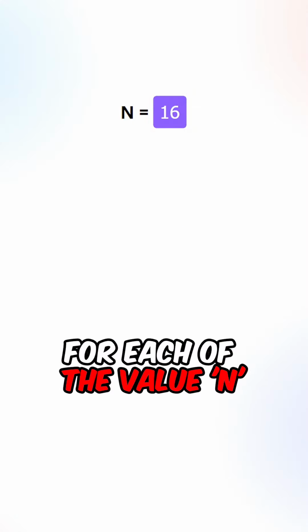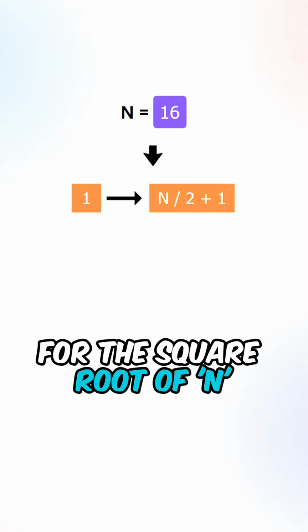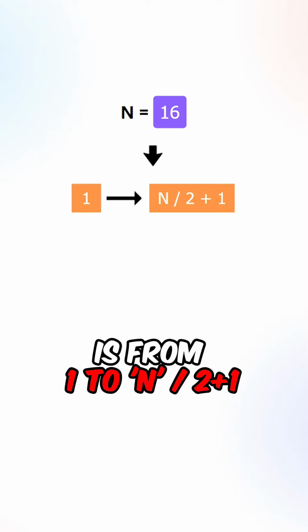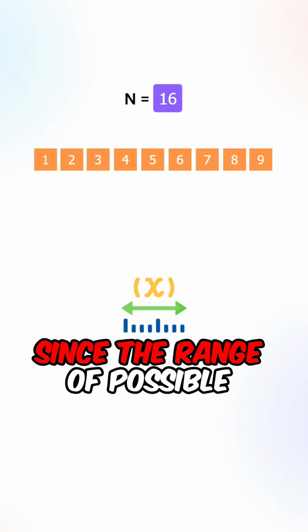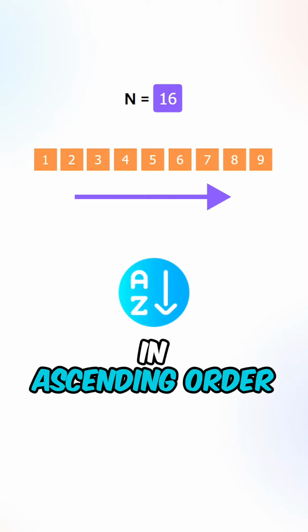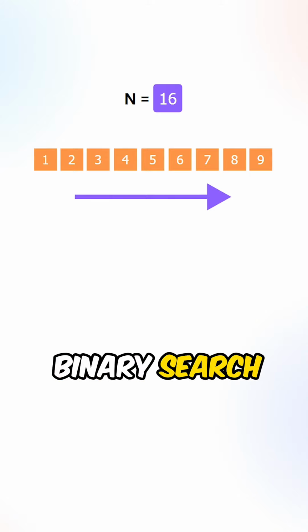For each value n, the possible values for the square root of n range from 1 to n divided by 2 plus 1. Since the range of possible values is sorted in ascending order, that means we can implement binary search.